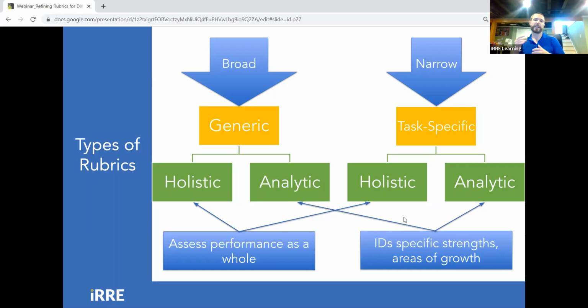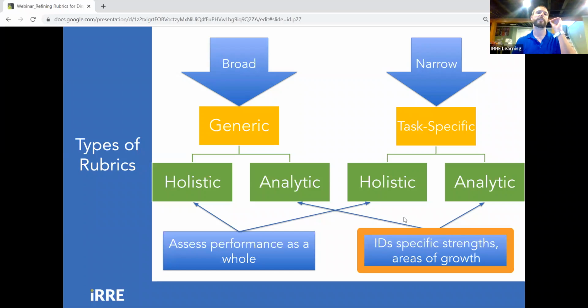Analytic rubrics can again be either broad or narrow. They can be generic or task specific, but they do help us to identify more specific areas of strength and areas of growth, which ties in really nicely with some of our discussions on feedback that we've had earlier. Makes both those strengths and those areas to pay attention to really crystal clear for both us and the student.